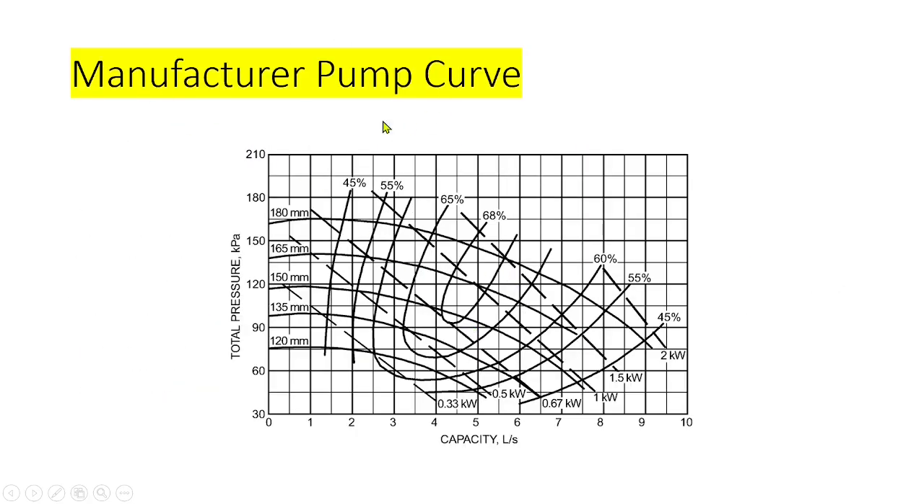The manufacturer always provides the pump curve like this, and also provides best efficiency as percentages. So you can see 45, 55, 60. Best efficiency lies here, 80, 90. If the pump operates at this point, at this head and total pressure loss, then it will consume minimum energy.